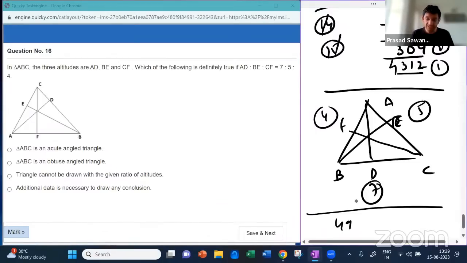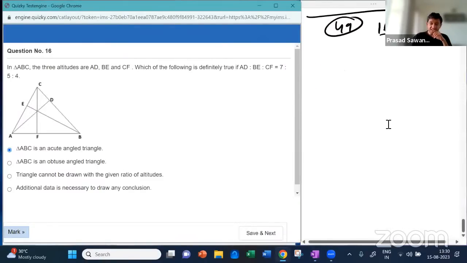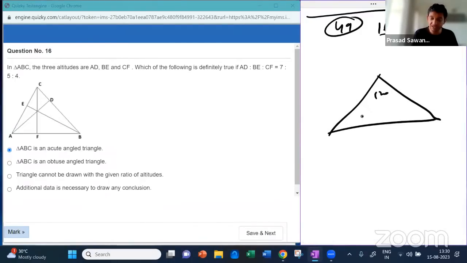So 7 square is 49, 4 square is 16, 5 square is 25. 25 and 16 is 41. The third one is more than the sum of the other two. I think it should be an acute angle triangle. Because if it is an obtuse angled triangle, let's say for example, do I know of an obtuse angled triangle? I should be able to get it right. Let's say I have a 120, 30, 30 kind of a thing.